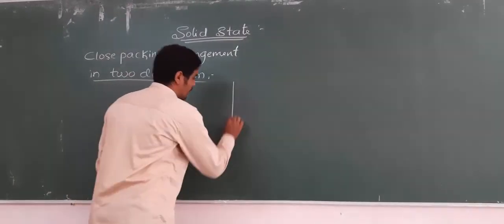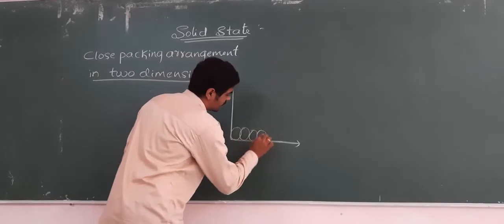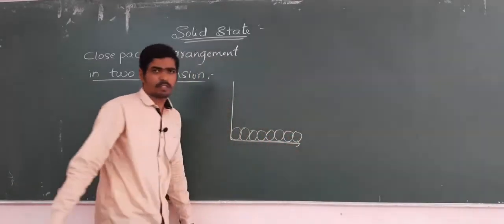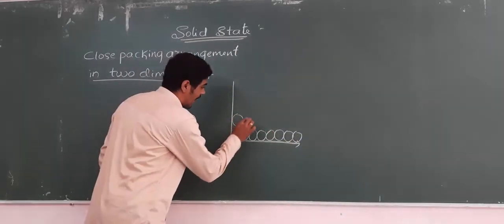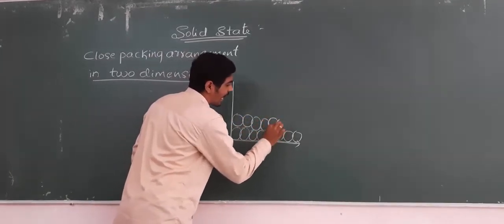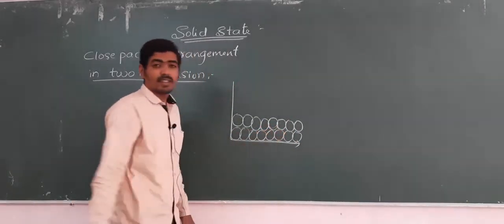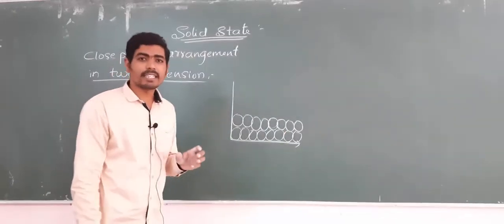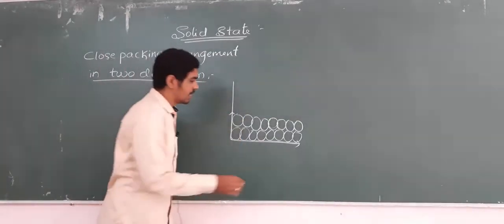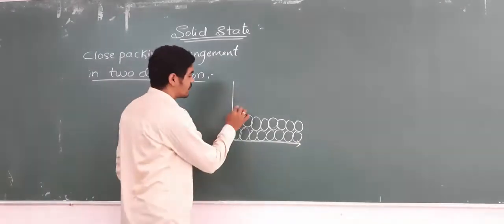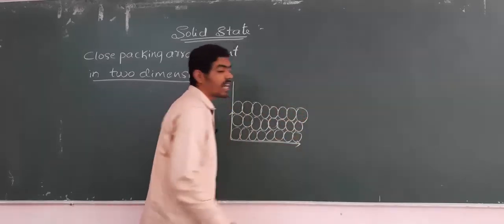Then the second type of arrangement is close packing arrangement in two dimension. As I have told you, if I consider this one as the x-axis, this is a one dimensional arrangement because particles can move in this direction only. Now, if I place another row of particles in this manner, then it is said to be close packing arrangement in two dimension because now it is moving along the y-axis as well as along the x-axis. So, this is how we can represent the close packing arrangement in two dimension.